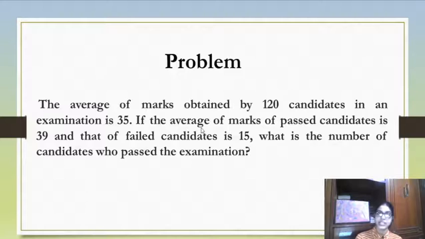So what does the problem want you to find out? The problem wants you to find out the number of candidates who passed the examination, the number of passed candidates whose average is 39. That's what you essentially have to find. You can solve this quite easily actually by the normal method. So here's how you solve it with the normal method.